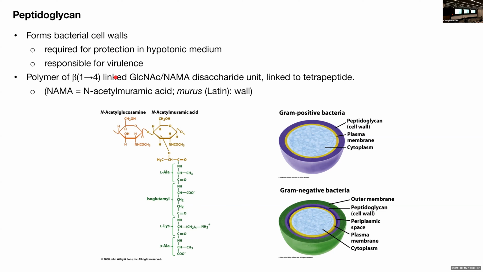And another type of glycoprotein is the peptidoglycan that forms the bacterial cell walls. I don't know if you know this or not, but there are mainly two different types of bacteria, gram-positive and gram-negative, based on whether they have an outer membrane or not. Regardless of gram-positive or gram-negative, you're always going to have cell walls. And this cell wall consists of these peptidoglycans, which is really critical for protection in the hypertonic medium.